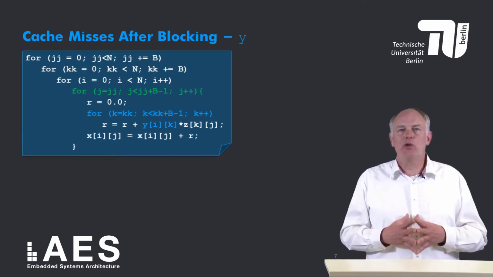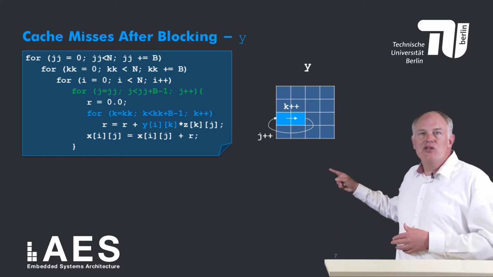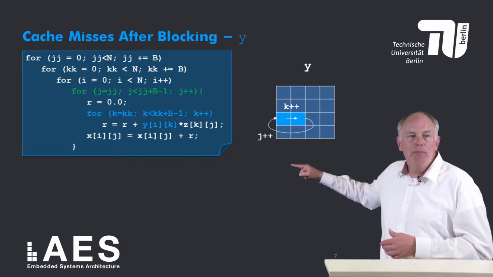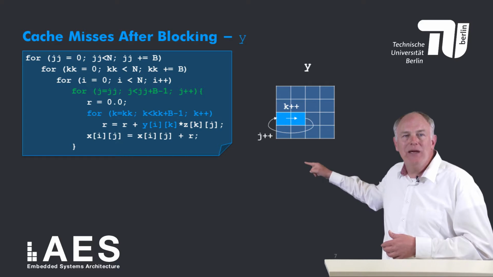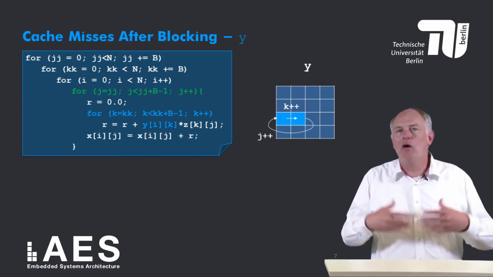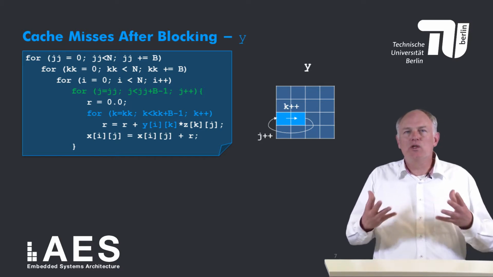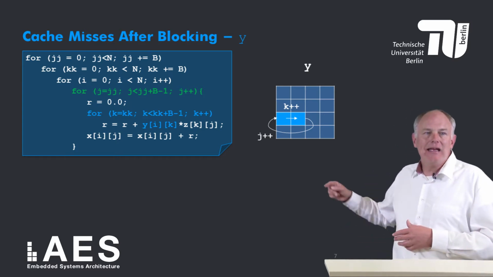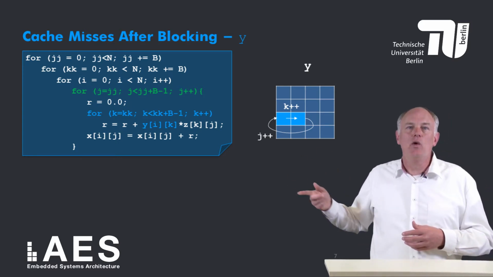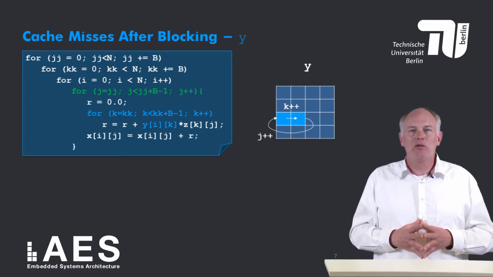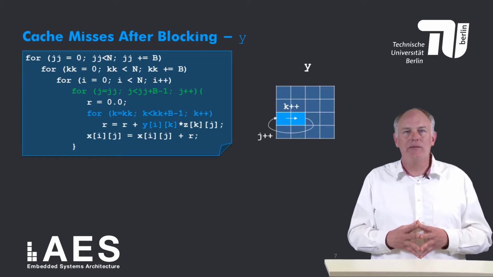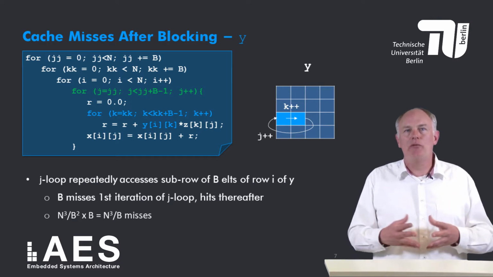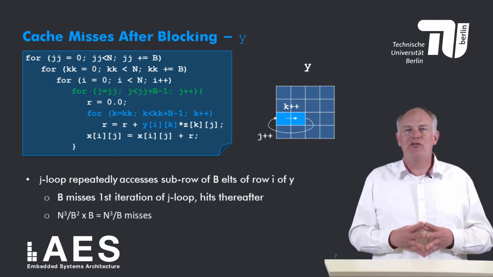Now consider the accesses to Y. This figure illustrates that the loop with index j, highlighted in green, repeatedly accesses a subrow of b elements of row i of the matrix Y. This can also be seen by observing that Y is accessed with the indices i and k, where k is incremented by the inner loop, but i is invariant with respect to the loop with index j, highlighted in green. So the loop with index j repeatedly accesses a subrow of b elements of row i of the matrix Y.